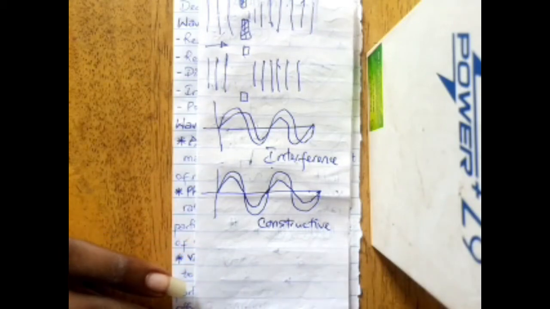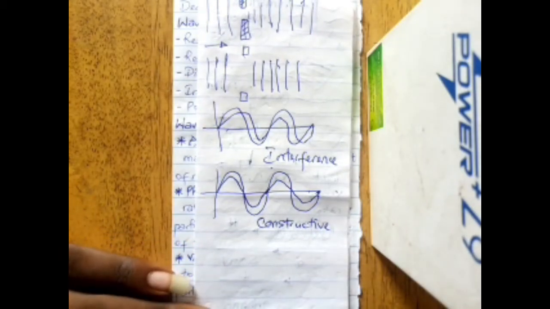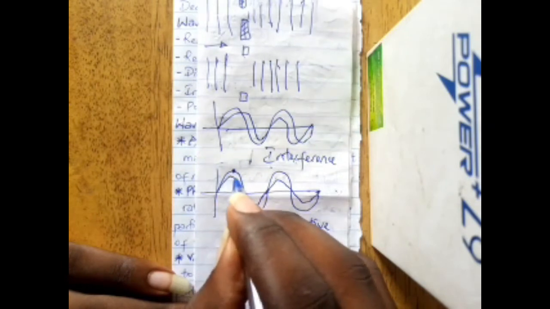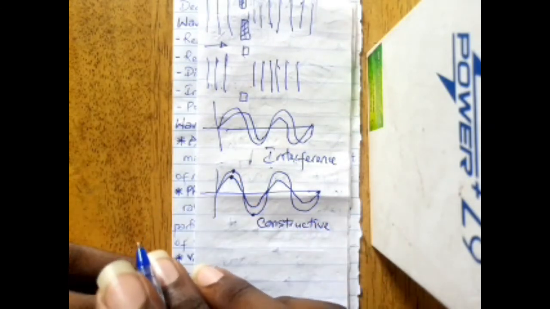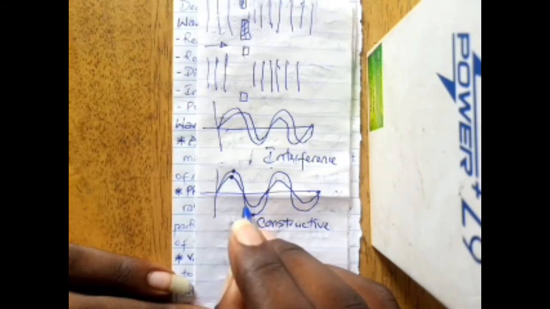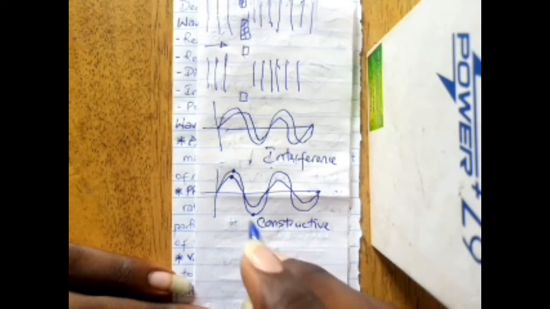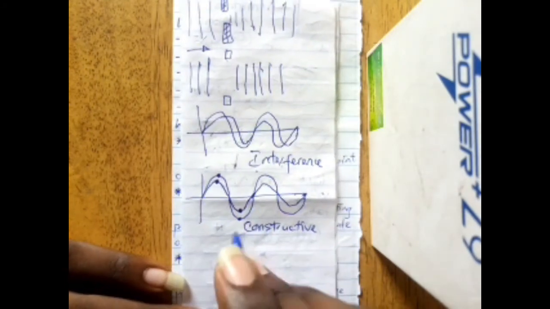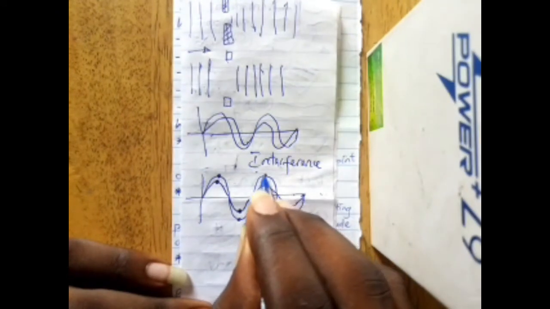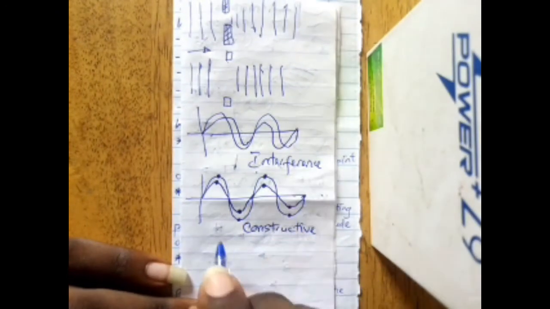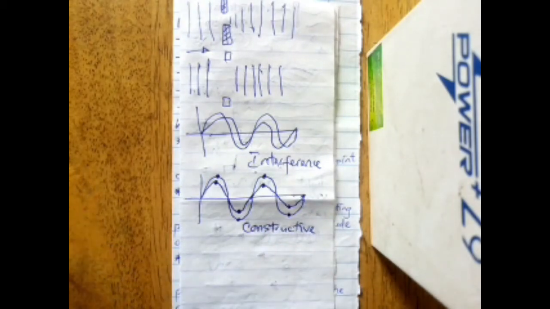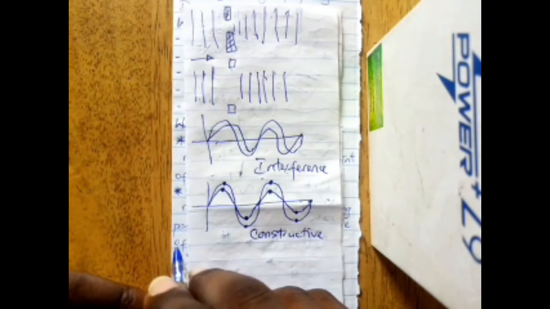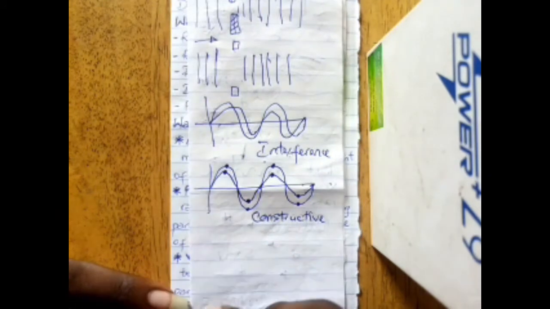in constructive interference, as the trough or crest, now this is the crest of the wave and this is the trough. Now, as the crest of one wave arrives, the crest of the next wave arrives. As you can see here now, as the trough arrives, the trough of the next wave also arrives. So in constructive waves now, the crest of one wave arrives simultaneously as the crest of the second wave to form a constructive wave.